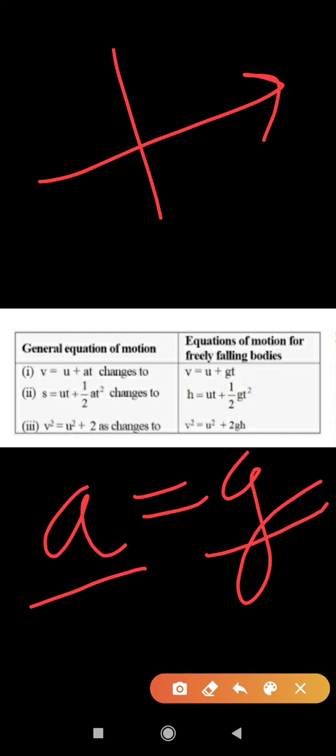Distance is converted to height. Earlier we were used to using distance, now we are using height. So the changes are: distance becomes height, and acceleration becomes acceleration due to gravity. Some more changes are coming in the sign.